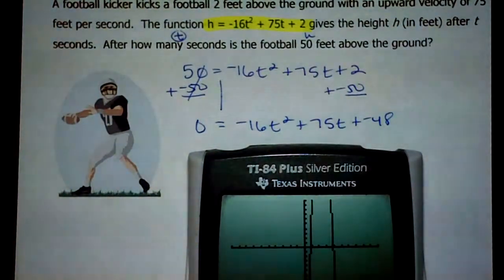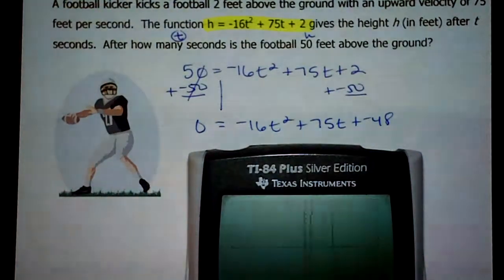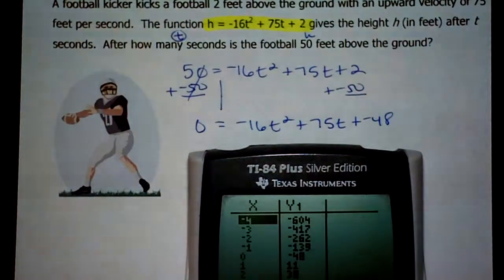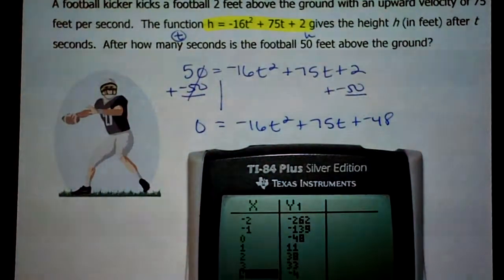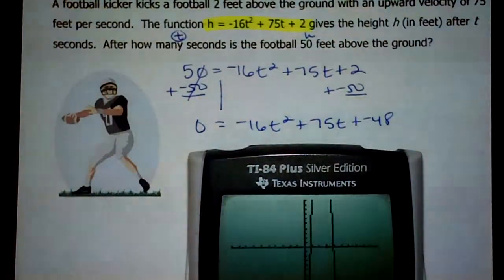To check my table, remember you press second, graph. And I see that when x is 1, y is not 0. And when x is 4, y is not 0. So those aren't my actual solutions. I'm going to hit graph again. All right, so what on earth are we supposed to do here, right?